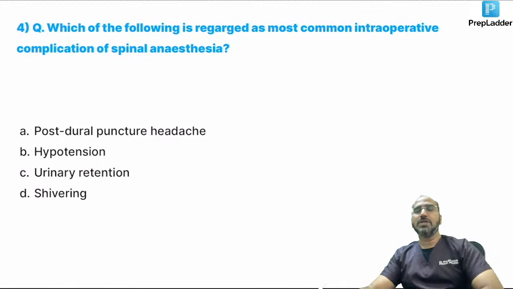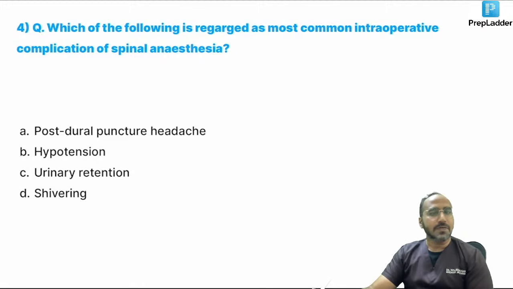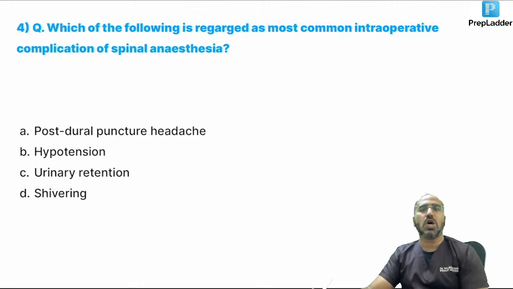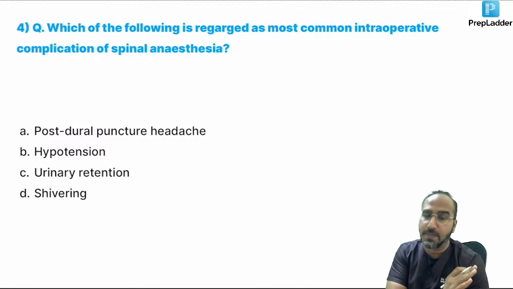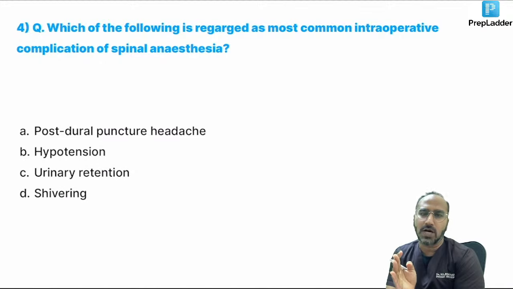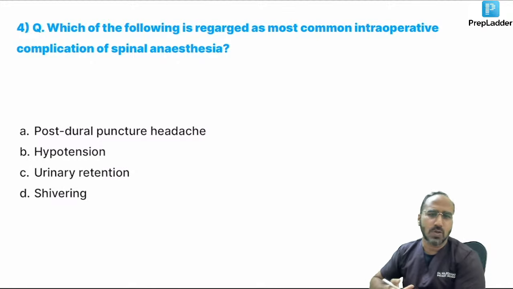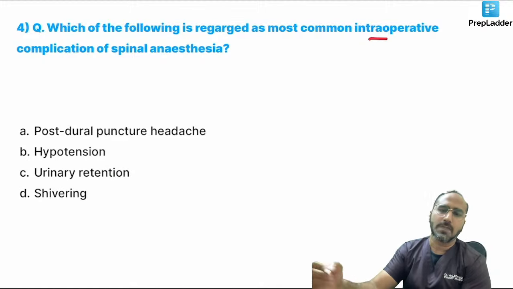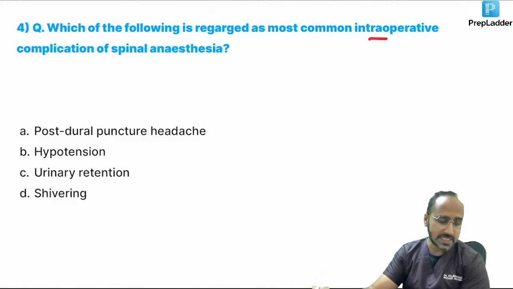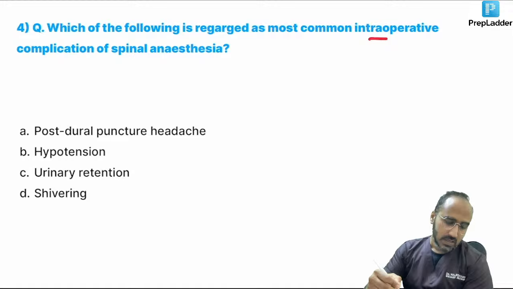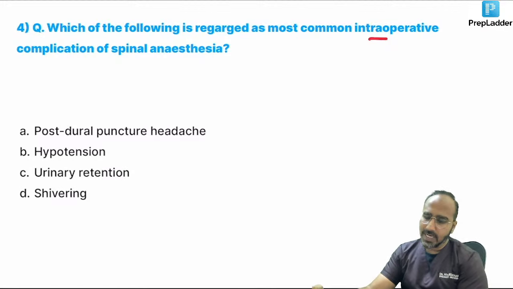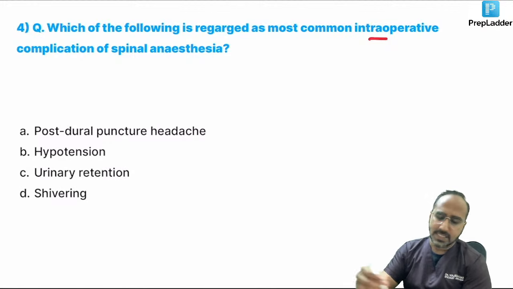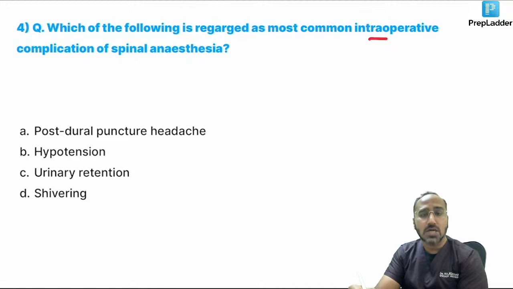Okay. Coming to the fourth question. Which of the following is regarded as the most common intraoperative complication of spinal anesthesia? So basically we are done with the PAC. We are now jumping into the topic of regional anesthesia, under which we are doing spinal anesthesia. The answer for this is what, guys? Most common intraop complication of spinal anesthesia. Come on, what's the answer? Some of you are telling A, some of you are telling B. Come on, guys, don't be in a hurry. Just look over here. I am talking about the intraoperative complication.